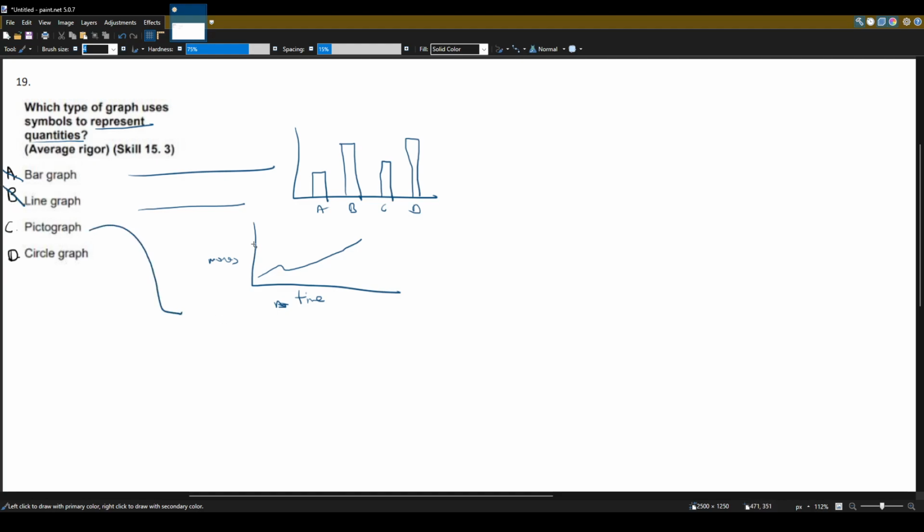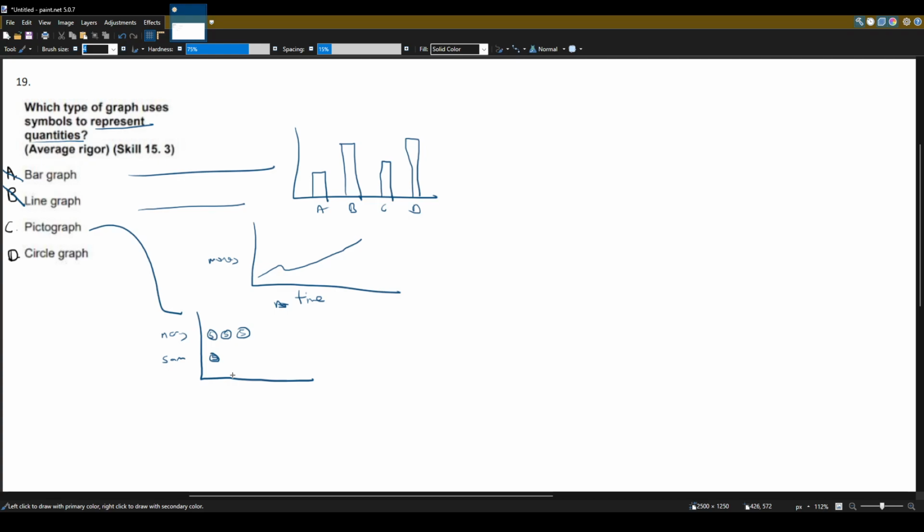A pictograph is kind of like a bar graph, but we use pictures to represent how much we have. So let's say I want to say how many cookies Mary has and how many cookies Sam has. Mary, and each circle will represent 5 cookies. So Mary has 1, 2, 3 cookies. That's 15, right? Because each cookie is 5. And Sam has 1. So that's 5 cookies. So I use pictures to represent my quantity.